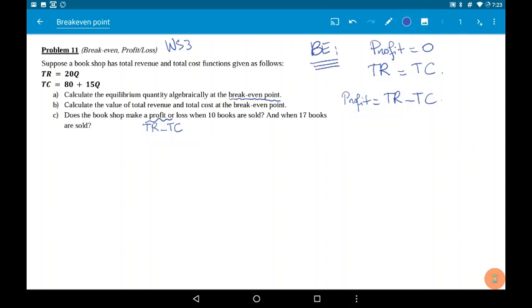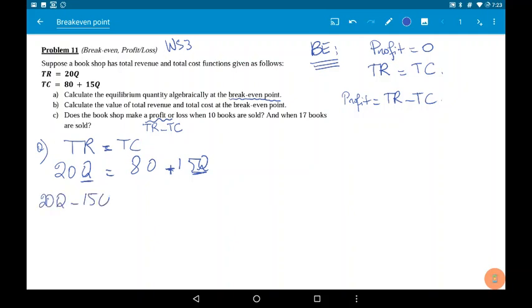Let's start solving. A. So they're asking us to find the quantity at the break-even point. Always break-even point means TR equals TC. Two equations, 20Q equals the second equation, 80 plus 15Q. As you can see, we have one equation and one variable, which is Q. We know how to solve for Q.